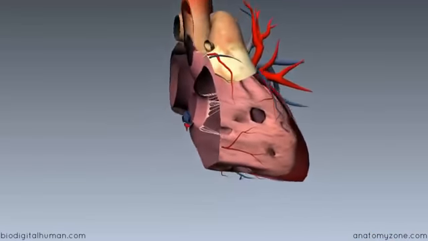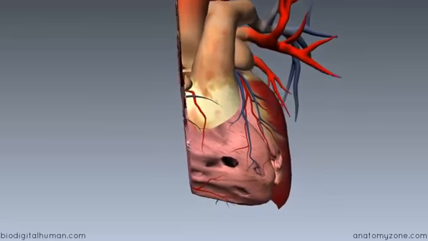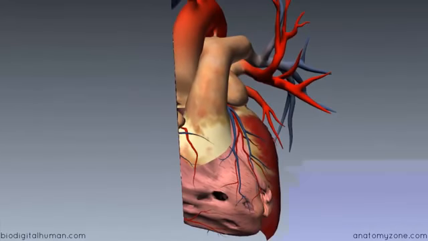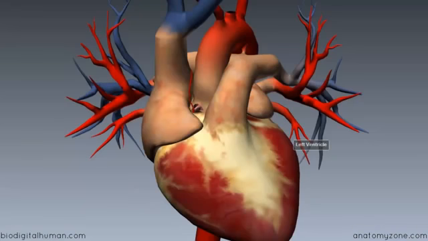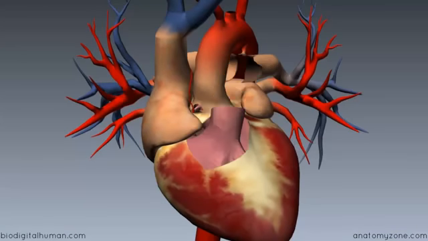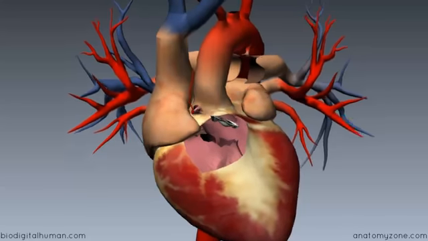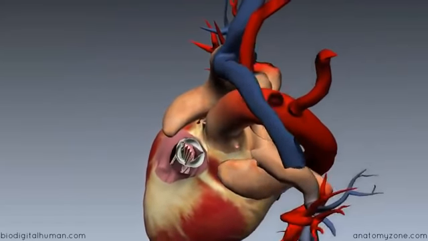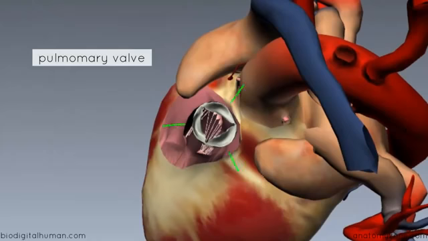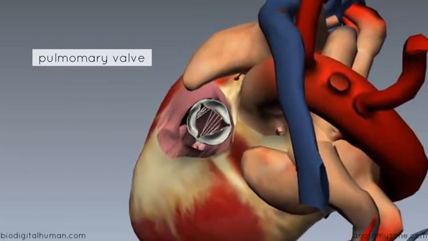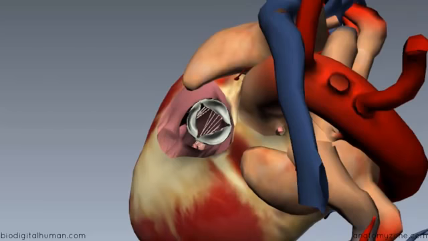If I just rotate the model around, you can see the external surface of the heart, so you can see the pulmonary trunk dividing into its right and left branches. Just switching back to this model here, if I dissect away the outer layer of the pulmonary trunk, you can see a clearer view of this pulmonary valve. It's got three leaflets, three cusps, which make up this semilunar pulmonary valve.